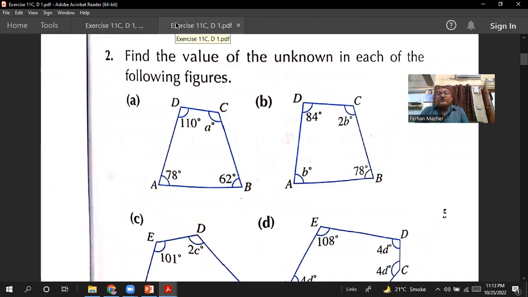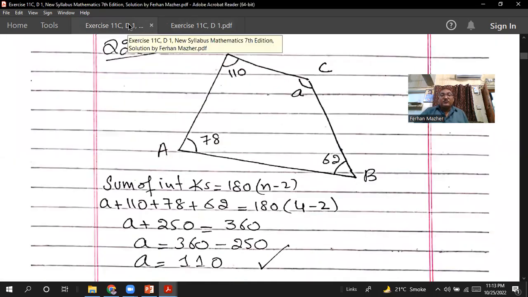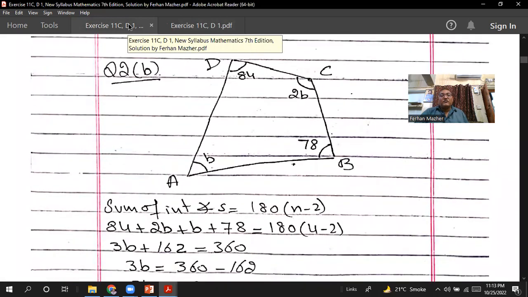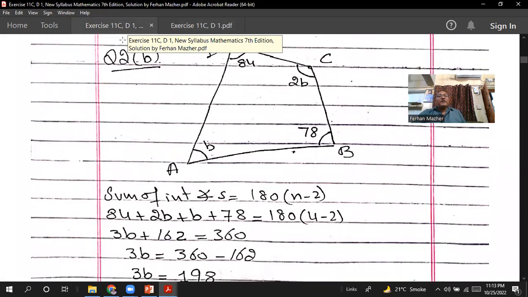Question number 2, B part. This is also a quadrilateral, a four-sided polygon, and the internal angles are 84, 2B, 78, and B. The sum of the internal angles of a quadrilateral will be 180(n - 2). So it will be 180(4 - 2), so it will be 180 into 2, and that will be 360. The sum of the internal angles of the quadrilateral will be 360.